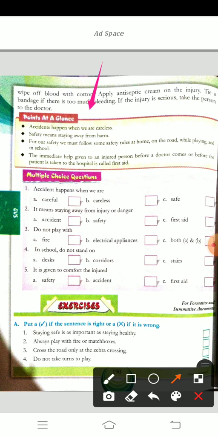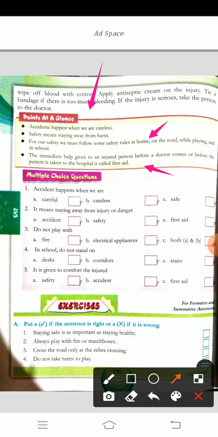Look here. Safety means staying away from harm or danger or injurious things. For our safety, we must follow some safety rules at home, on the road, and while playing in school. We must always be careful. Don't be careless in the house, the playground, the classroom, on the road, or in a vehicle. The immediate help given to an injured person before a doctor comes or before the patient is taken to the hospital is called first aid.